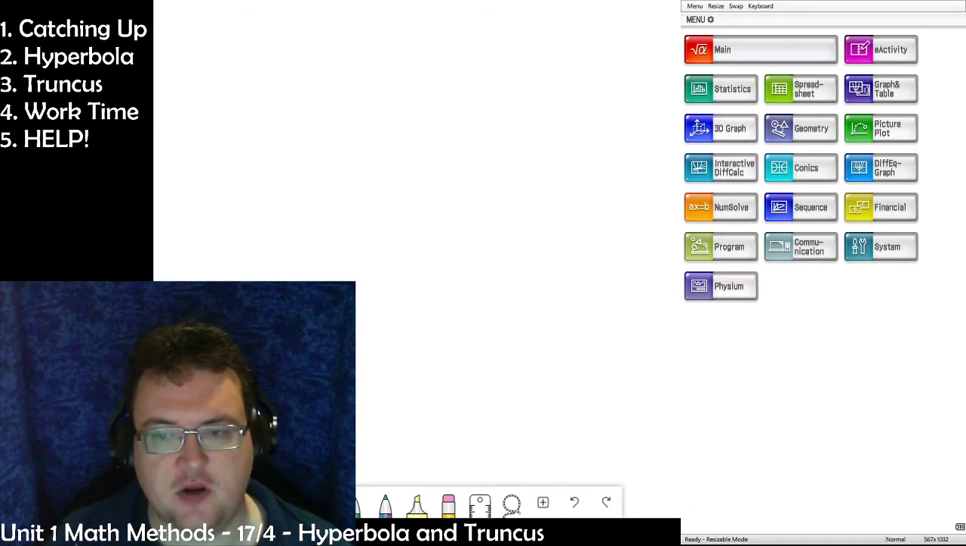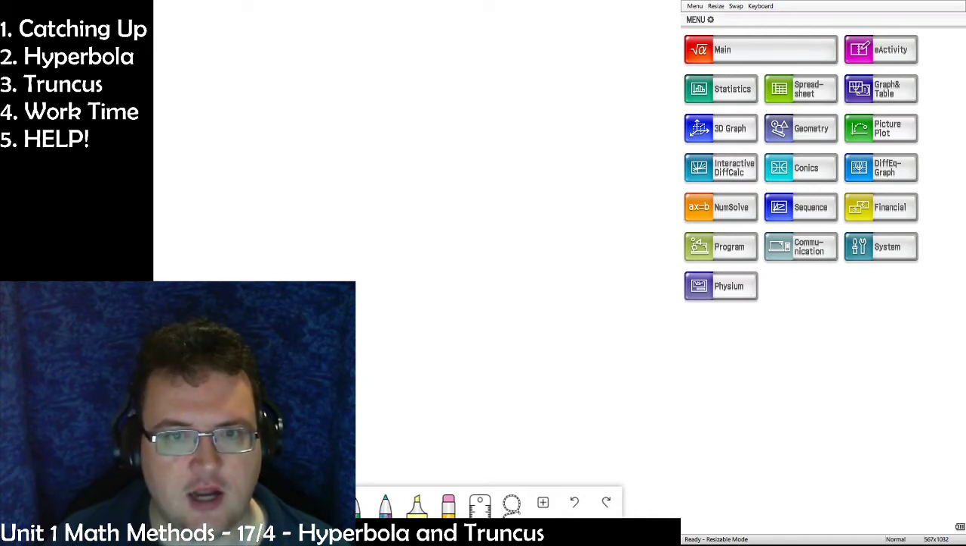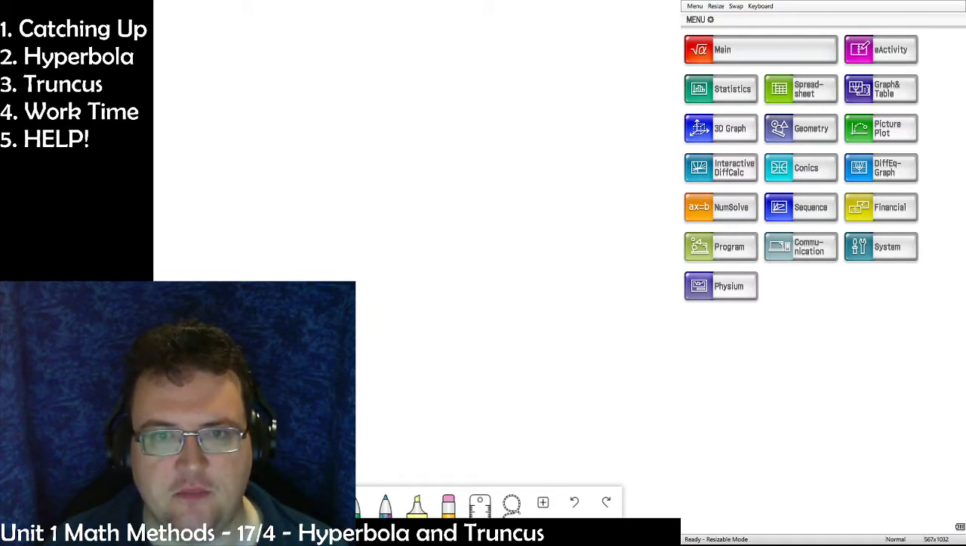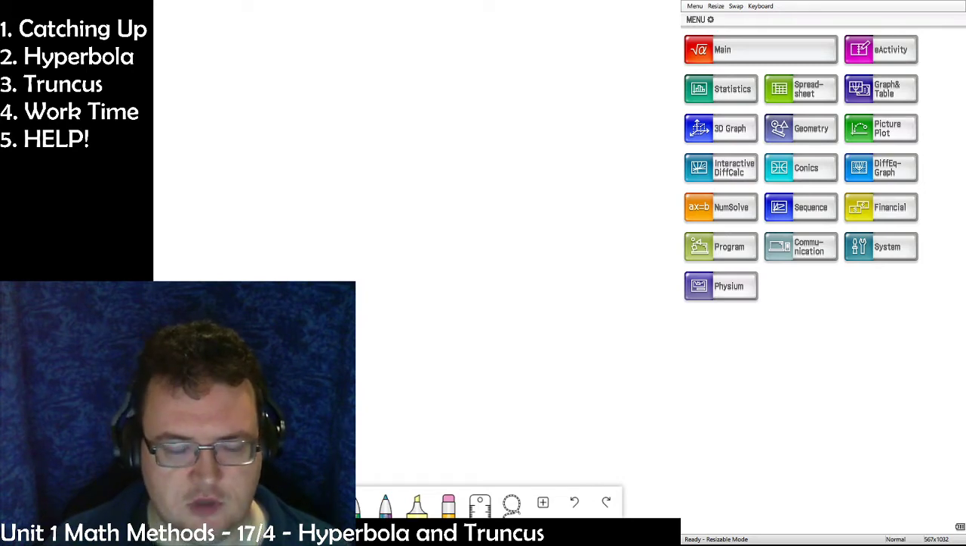All right, so first thing I want to do today is go over hyperbolas, which we started at the end of last term before the early finish, and then I want to move into truncuses. As you can see, I've got my CAS calculator set up on the right hand side of the screen, and hopefully that will be able to be used at some point. But right now I want to do a little bit of notes on the board here.